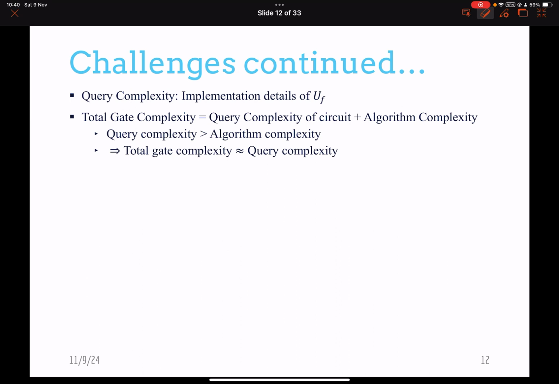Why is it so? Because if the algorithmic complexity itself dominates the circuit, then it's better to perform that same operation on a classical computer than on a quantum computer, right? So the query complexity should dominate the entire algorithmic complexity. That's why when we talk about total gate complexity, it is approximately equal to the query complexity.